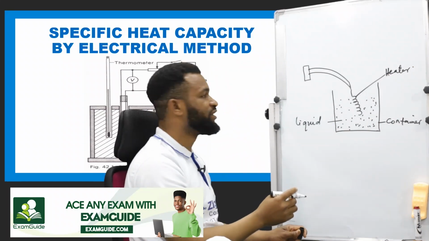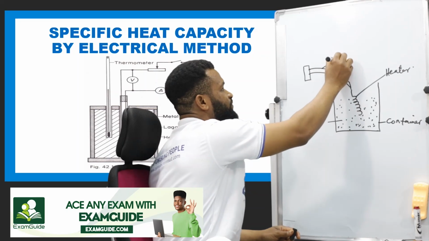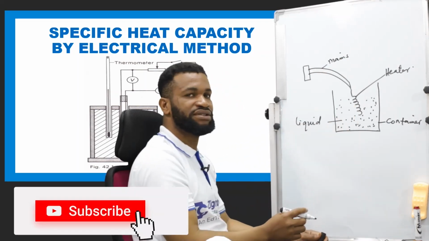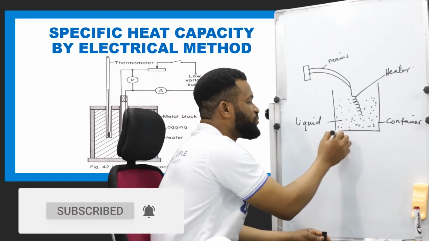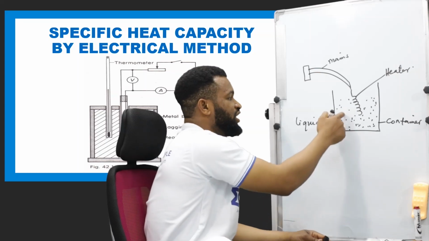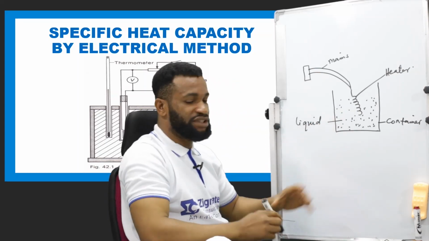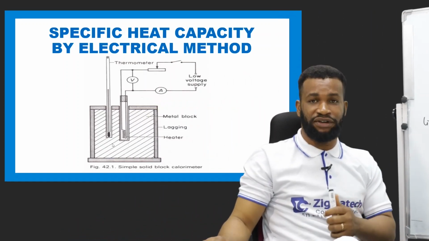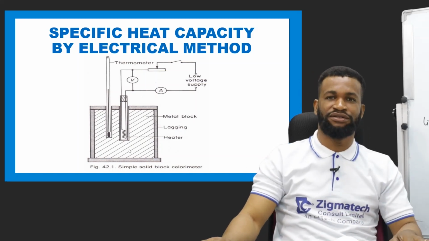So what happens there? The electrical energy from the wire, from the mains, is converted to heat by heating this liquid. And at the end, what is our intention? It is to find the specific heat capacity of the liquid in this container. This is for the liquid. What you are seeing in this place can also be regarded as finding the specific heat capacity by electrical method.